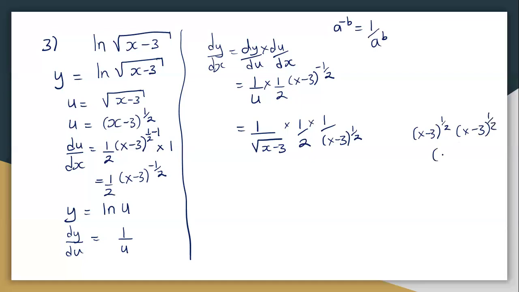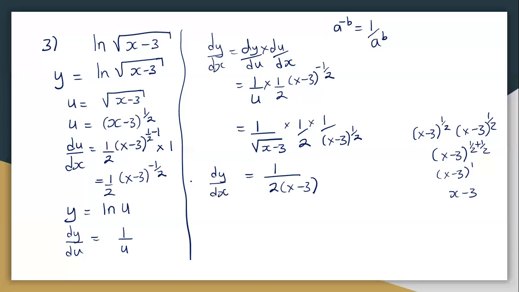Now from your indices, you remember that for numbers of the same base, we add the power. So we have x minus 3 power a half plus a half, which will give us x minus 3 power 1, and anything to power 1 is x minus 3. So in our denominator is 2 into x minus 3, and the numerator is 1. And that is our answer for dy/dx. Okay, any questions?